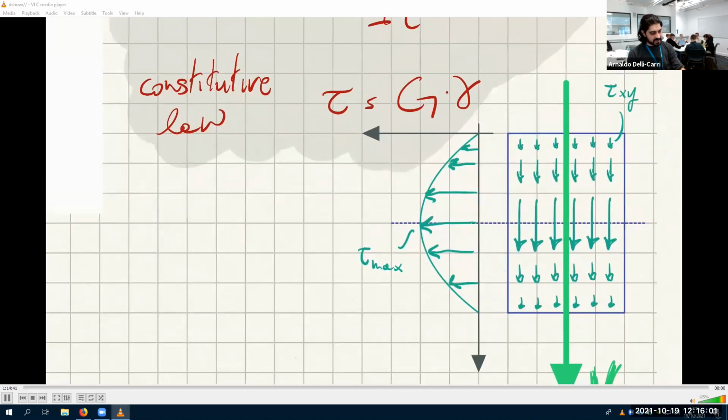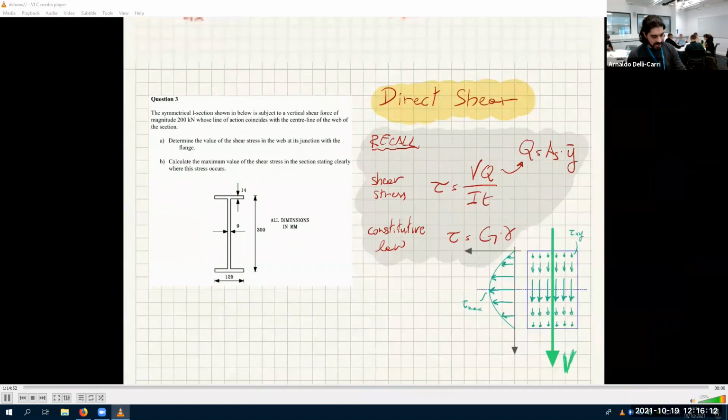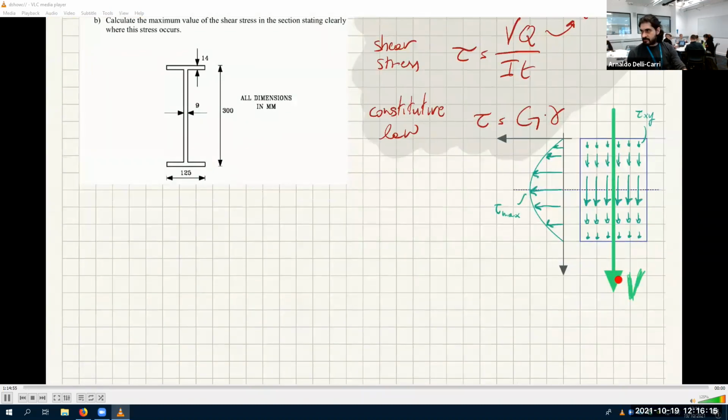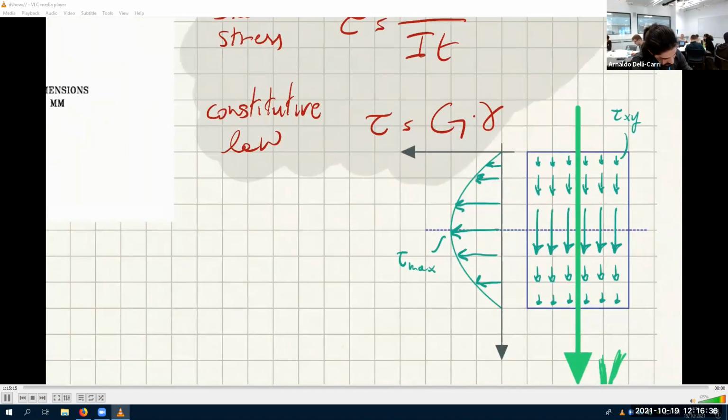And this parabola is encoded inside this equation. Do you know about this equation? VQ over It? Okay, good. Now, V is the shear force. Easy. The sum of all these tiny arrows gives you V. I is the second moment of area. That's established. What is t? t is the thickness of the cross section at a point of interest.